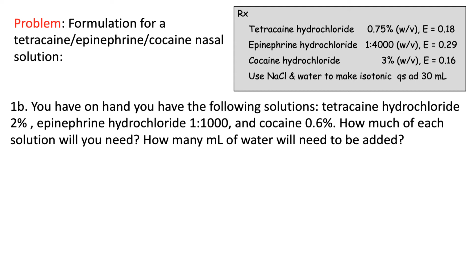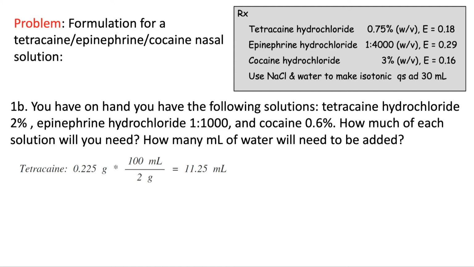Since each of those active ingredients will come from a stock solution of some sort that we're using, let's calculate how much we need. Okay, so we'll start with tetracaine, and I'll remind you that our answer from part A was that the amount of tetracaine we needed, our target, was 0.225 grams.